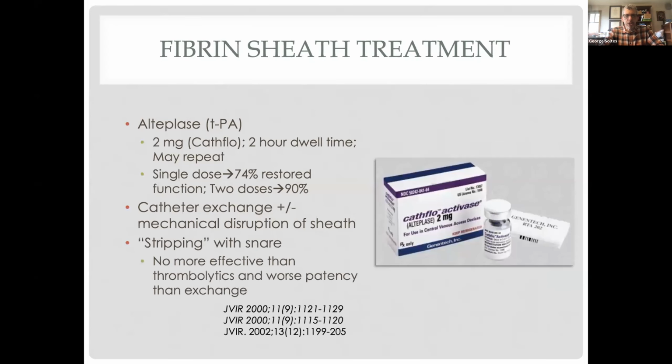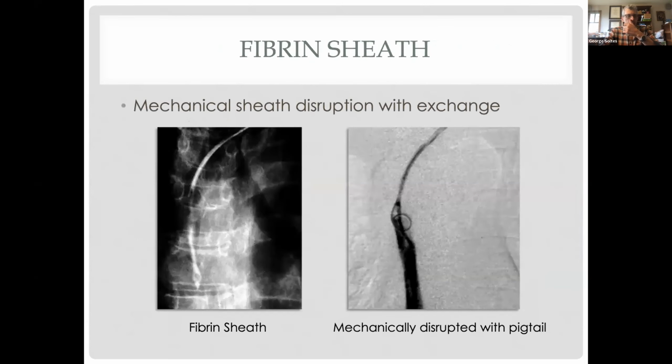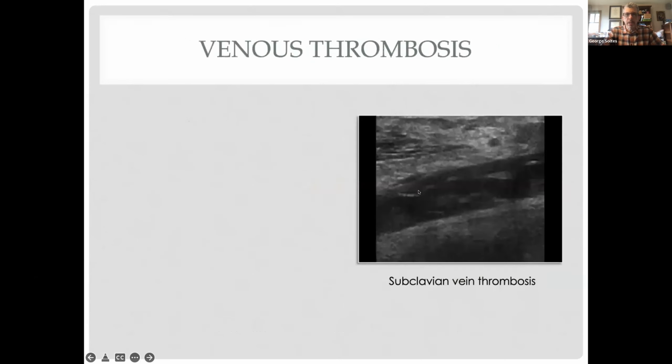We used to strip them with snares, which is fun, but doesn't really work that well. And the snares cost as much as a new catheter. So pretty much these days, we just replace them. If you have a residual fibrin sheath living in the vein, we'll sometimes go in and break it up, in this case with a pigtail.